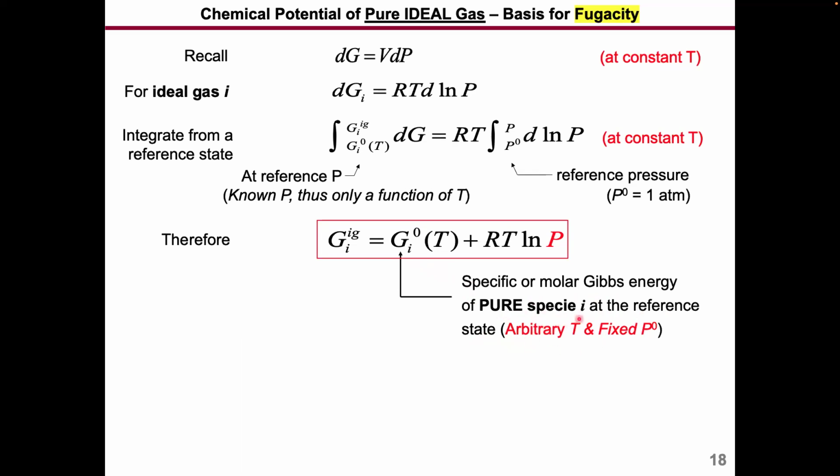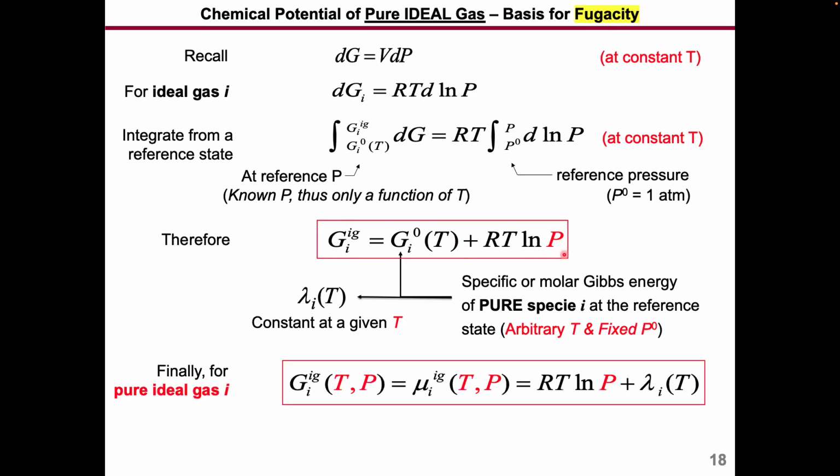Basically, it's arbitrary temperature but fixed P0, the reference pressure, okay? So as long as you know T, this should be a constant value, right? And then you need to have plus RT natural log P, right? So you have the pressure dependence here. So in the end, G_i^IG is going to be some constant plus RT natural log P, okay?